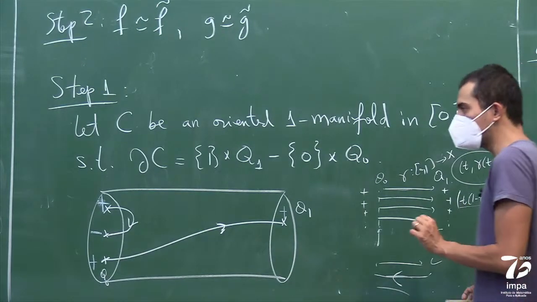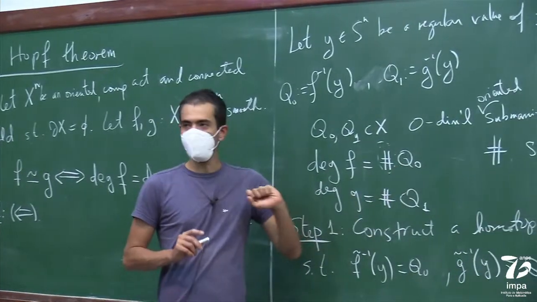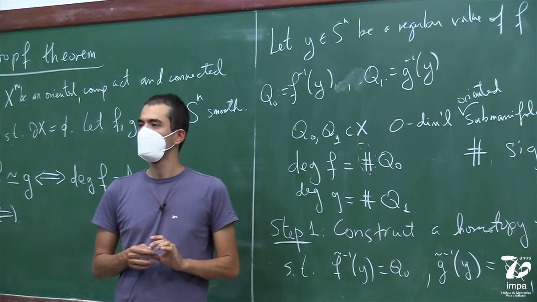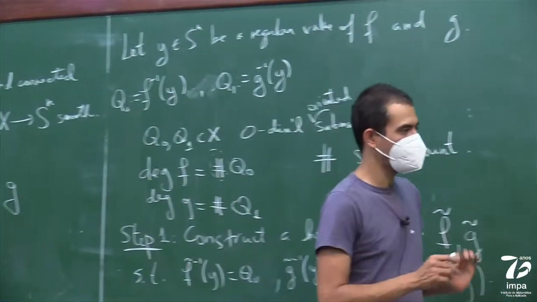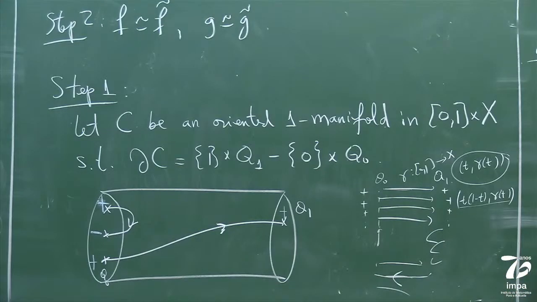Yeah, so that's where we use this condition here, that the degrees are the same. So the number of points is the same, counting with signs, so there cannot be any points left. Exactly when the degrees are equal. So that condition is equivalent to the degrees being equal. Okay. So you do that.